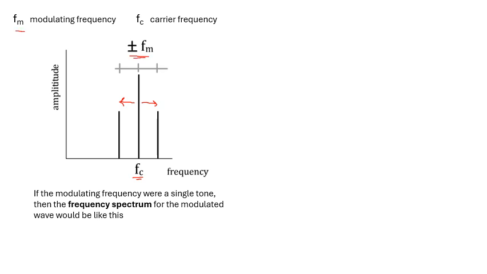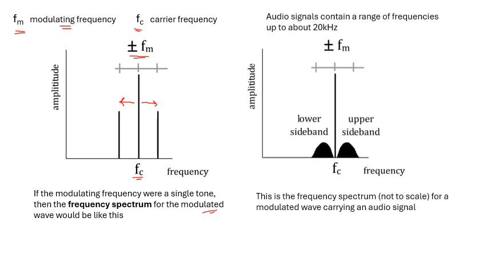Okay, so it's plus or minus fM. fM is the modulating frequency, which is the audio. fC is the carrier frequency. And so this is a frequency spectrum. Be able to sketch it for the modulated wave. So the modulated wave is both of them together. Now that was if it was a single tone.